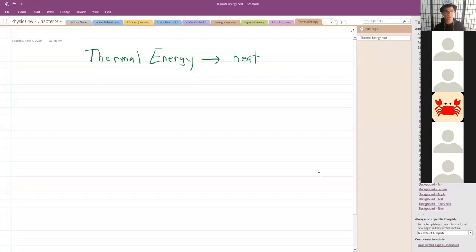And basically, I think of thermal energy as heat. Anytime there is friction or air resistance, I can't tell if I'm sharing this screen or not. Can you guys see the thermal energy? No, I'm not sharing this. Okay, now hopefully you can see it.